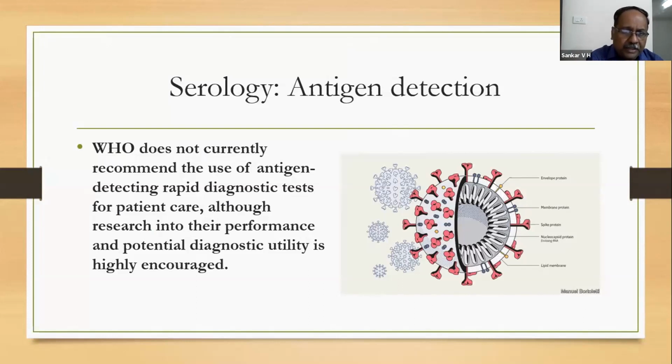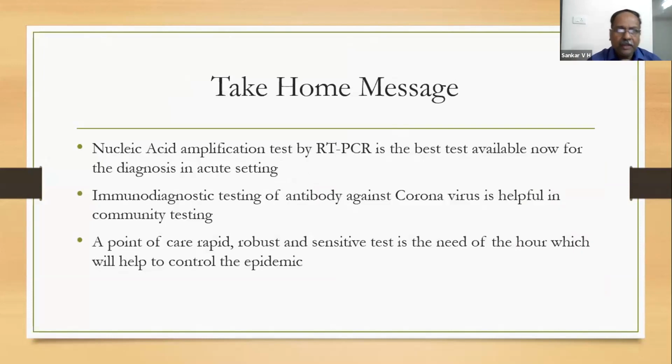If you go online, in the European Union as well as the FDA, there are many kits approved which can be used in the community to identify seropositivity. So, coming to the take-home message: the nucleic acid amplification test by RT-PCR is the best test available now for diagnosis in the acute setting. So in the acute setting, this test has to be promoted. This has to be done.